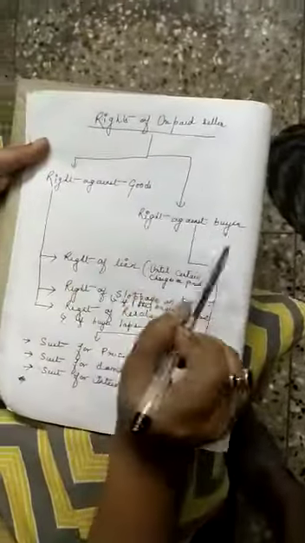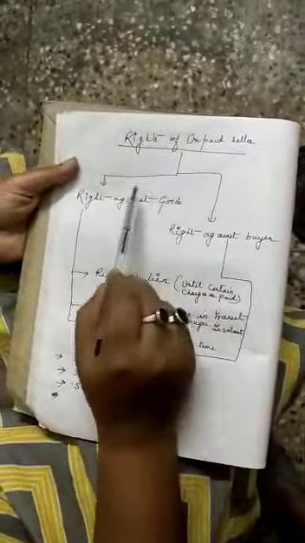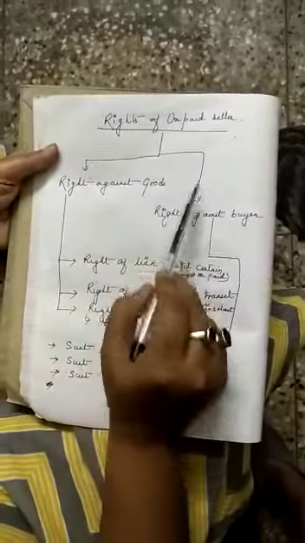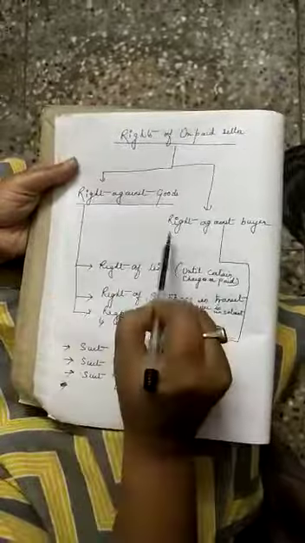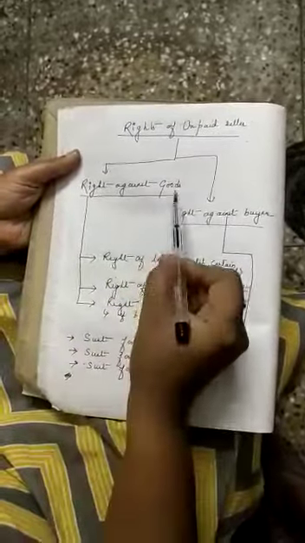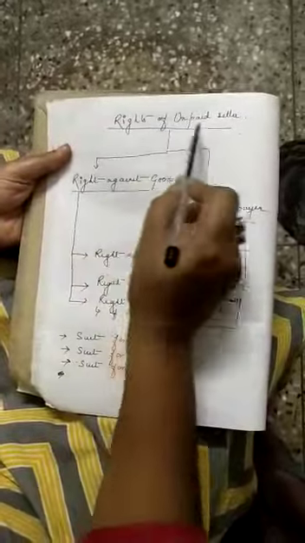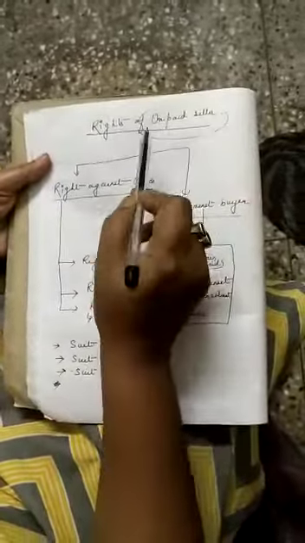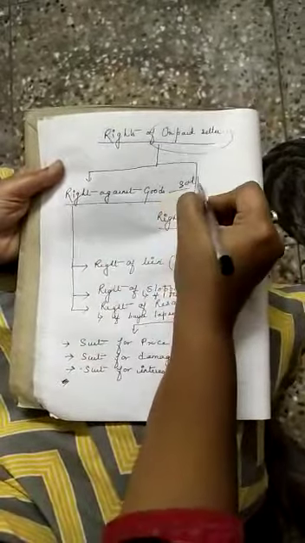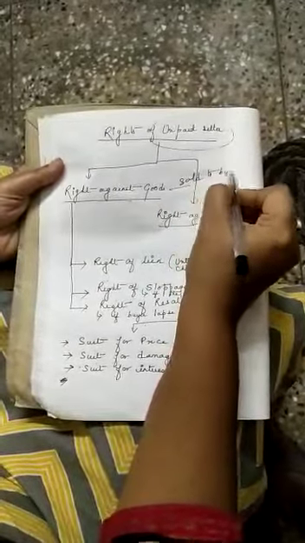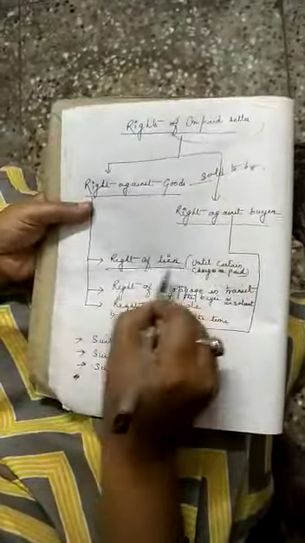The rights of unpaid seller have been segregated into two groups: right against the goods and right against the buyer. Let's see what the rights are. What are the rights this unpaid seller has against the goods which he has sold to the buyer? Now, number one, right of lien.